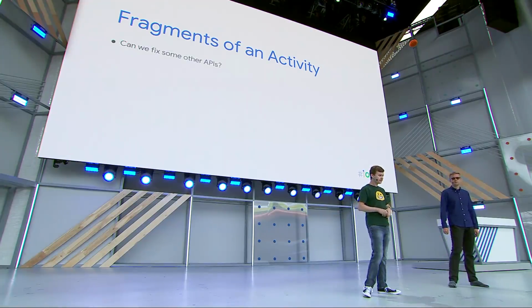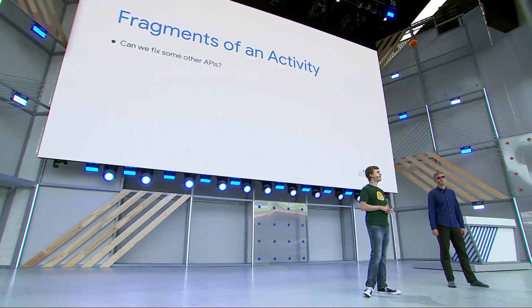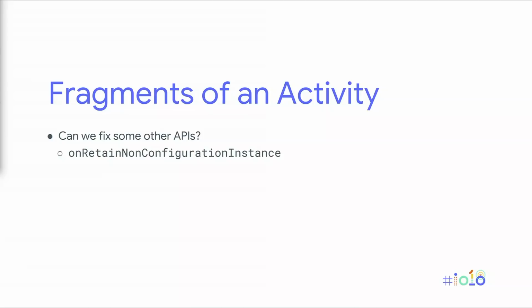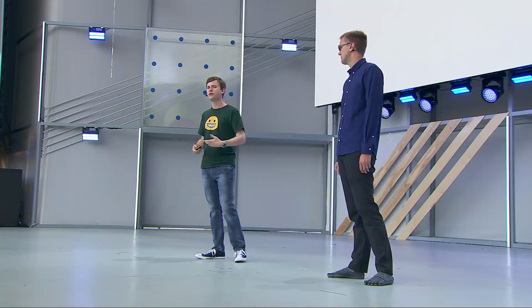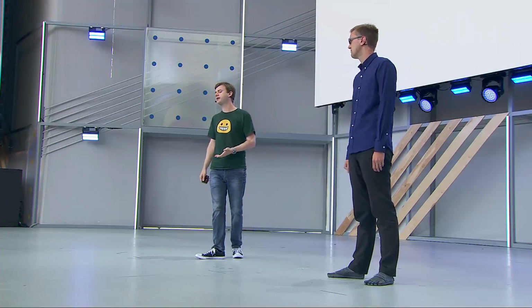So along the way, we asked the question, can we fix some other APIs that were really kind of a pain in the neck in Android to use? On-retained non-configuration instance, again, kind of a mouthful. This method kind of had some problems because you only got one object that you could pass from activity instance to activity instance. We didn't give you any easy or standardized way to multiplex different objects together. So for example, if you were composing multiple libraries, we didn't give you a whole lot of help. This was all boilerplate that you had to write yourself.